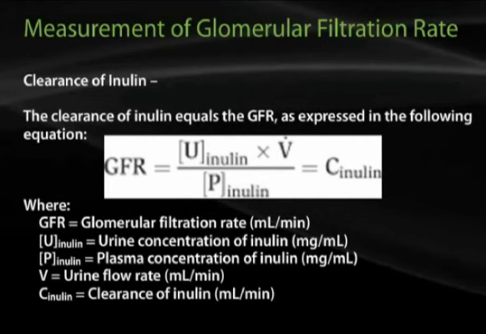The clearance of inulin equals the GFR, as expressed in the following equation. Recall that the clearance of any substance is the urine concentration of that substance times the urine flow rate divided by the plasma concentration of that substance. Thus, the clearance of inulin in milliliters per minute is the urine concentration of inulin in milligrams per milliliter times the urine flow rate in milliliters per minute divided by the plasma concentration of inulin in milligrams per milliliter. Because of this handling of inulin in the renal tubules, the clearance of inulin is equal to GFR.